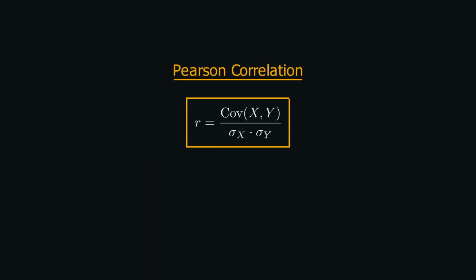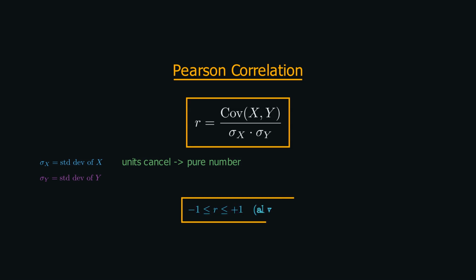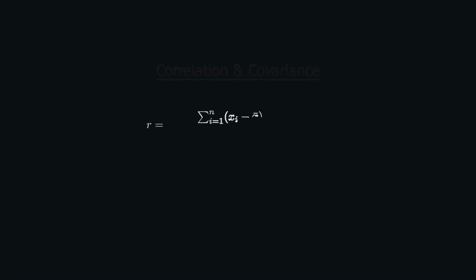Correlation fixes the scale problem by dividing the covariance by the standard deviations of both variables. The standard deviation of a variable measures how spread out its values are. When we divide by both standard deviations, the units cancel out completely. What we get is a pure number, the Pearson correlation coefficient, always between -1 and +1, no matter what units x and y use. Let us write the full formula.